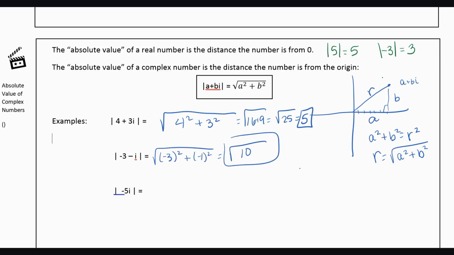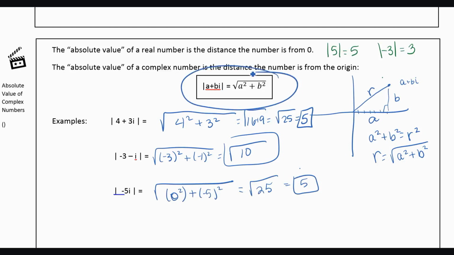And if we want the absolute value of negative 5i, this would be the square root of 0 squared plus negative 5 squared, which will be the square root of 25, which again is just 5. Okay, so just by using this formula, the absolute value of a plus bi is the square root of a squared plus b squared.